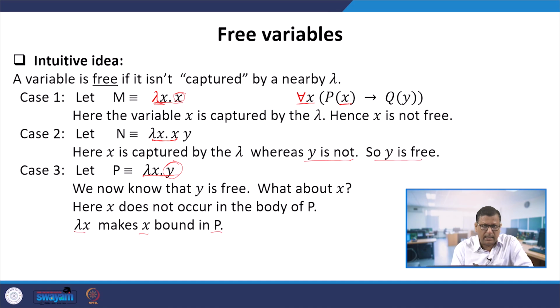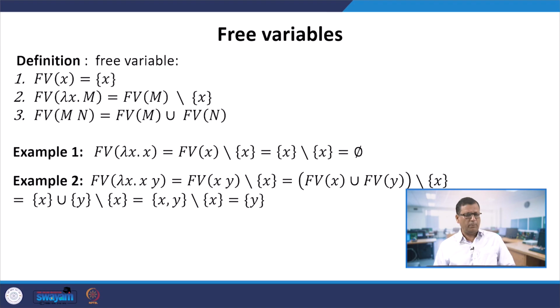For the other variables, we have to see whether there is a nearby lambda. Whenever we have lambda x, lambda y, whether it occurs or not, it will be bound. For other things, we have to see whether they are bound or free. So then we can formally define the free variables, and we take three cases. We know that there are three constructs in lambda calculus: one is the variable, another is abstraction, another is application. So free variable will be a set of variables that we are going to get.